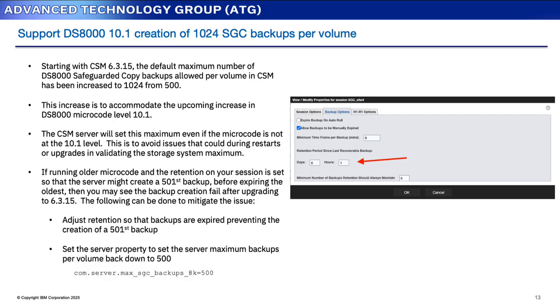But the other thing you could do is actually set in the property file the maximum backups back to 500. So with that property that you see there, that will set us back to 500. The 501st, we'll see that the max is 500, delete the oldest, and then create the new one. So two options there you can use to mitigate this, but hopefully most of you won't even hit it. Just be aware that our maximum is now set to that 1024 value.